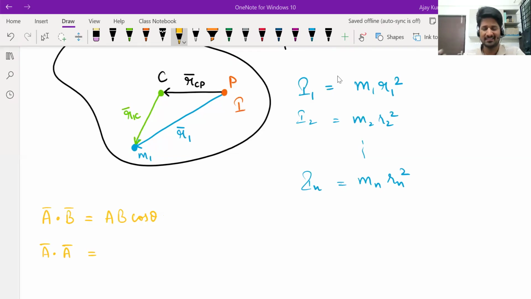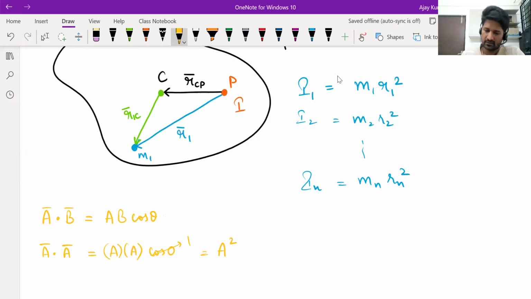See, both vectors are the same. Then it will be A cos, what is the angle between a vector and itself? 0. Cos 0 is 1. So this simply becomes A square. Okay, a vector dot itself is just the square of its magnitude.